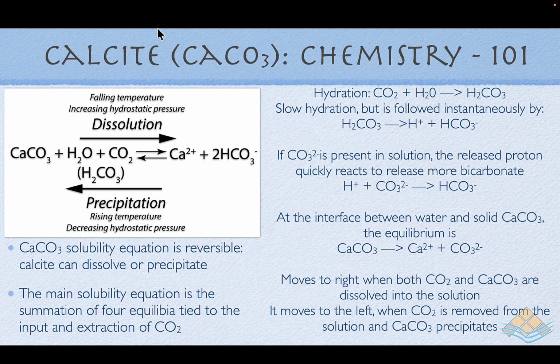is reversible. And it's actually the summation of 4 equilibrium equations that are tied to the input and extraction of calcium carbonate. So we have a hydration reaction, CO2 plus H2O giving us carbonic acid. That's a slow reaction, but it's followed almost instantaneously by the breakdown of that H2CO3 into H+ and bicarbonate.